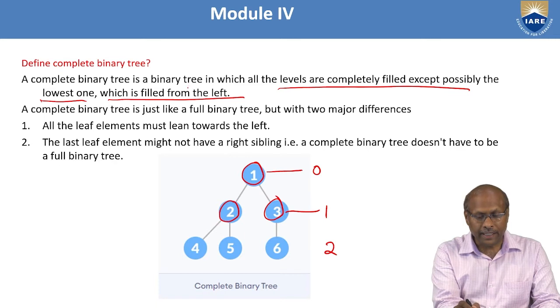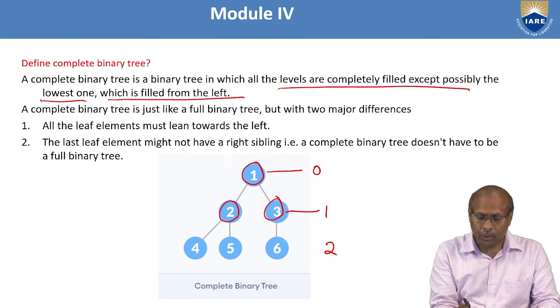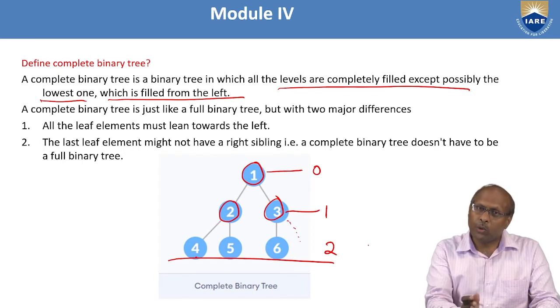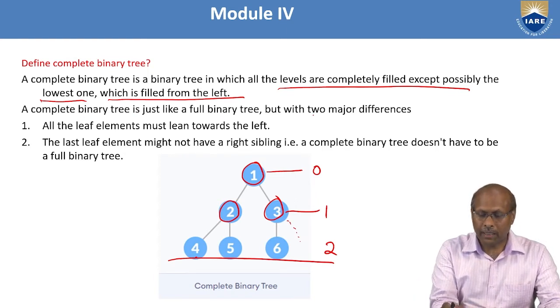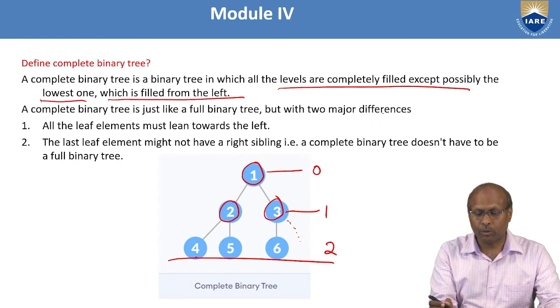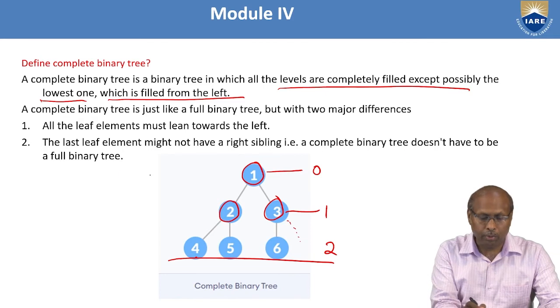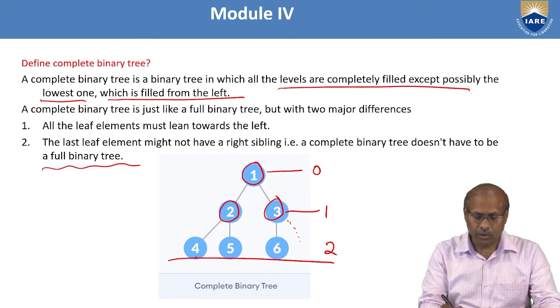Please understand the wording. A complete binary tree is a binary tree in which all levels are completely filled except possibly the lowest one. The lowest one may be filled or may not be filled. So here, if you observe, 4, 5, 6, but here 3's right is not filled at all. So it is almost filled. A complete binary tree is just like a full binary tree, but with two major differences. What are the two differences? All the leaf elements must lean from left to right, and the last leaf element might not have a right sibling. That is, a complete binary tree does not have to be a full binary tree. That means every full binary tree is a complete binary tree.